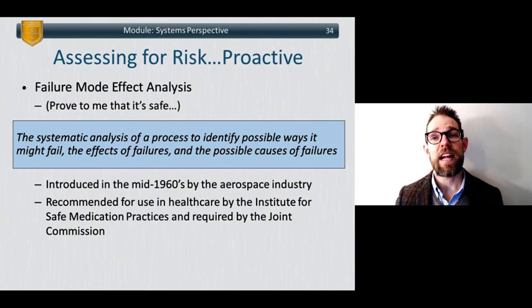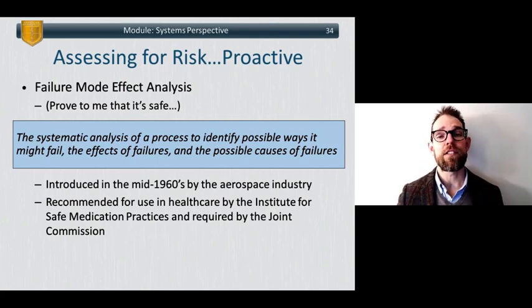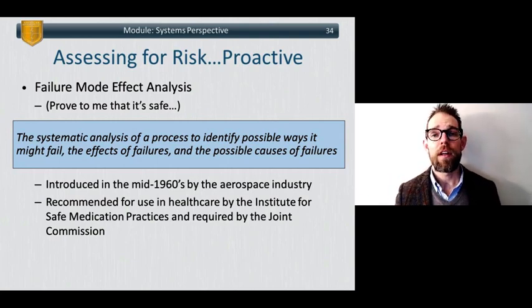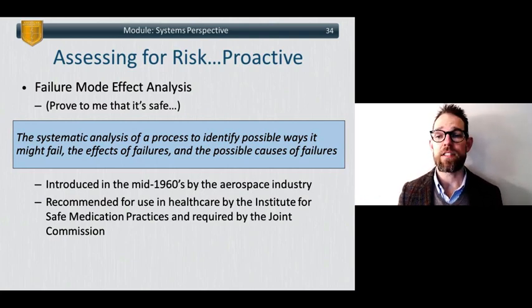So failure mode effect analysis, that is trying to say my default answer is no, it is not safe. Okay, so with a failure mode effect analysis, you want to be proof. There needs to be proof that what it is you're about to do is in fact safe. So systematic analysis of a process to identify all of the possible ways that it might fail. What are those effects of failure? And then the possible causes of those failures. It was introduced in the 1960s by the aerospace industry and is highly applicable, of course, to healthcare. It's recommended for use in healthcare by the Institute of Safe Medication Practices, and it's required by the Joint Commission.